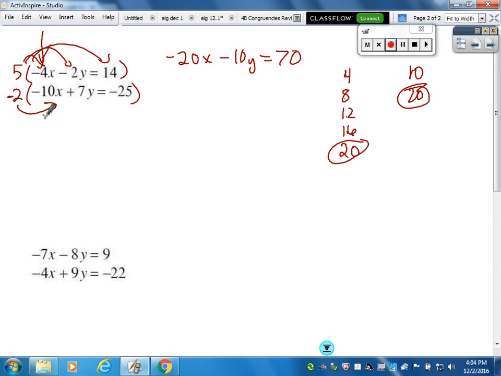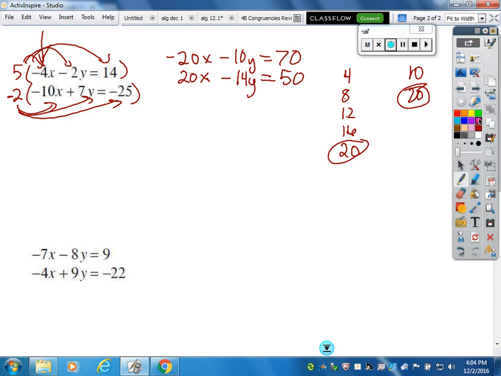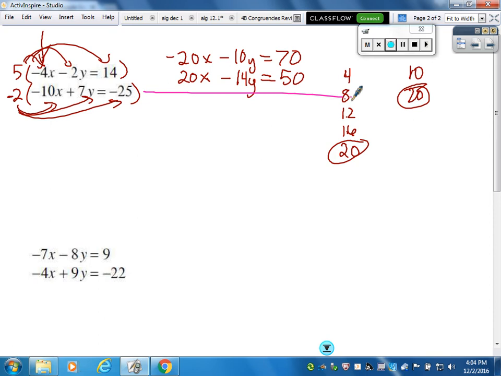Now on the bottom, negative 2 times negative 10 is positive 20x. That's what we were looking for. Negative 2 times 7 is going to be negative 14y, so we get more negatives there. But it cancels here. Negative 2 and negative 25 is positive 50. All right, we are ready for elimination, so let's go for it. Add them together. X's cancel. Negative 10y and negative 14y make negative 24y. And 70 plus 50 is 120.